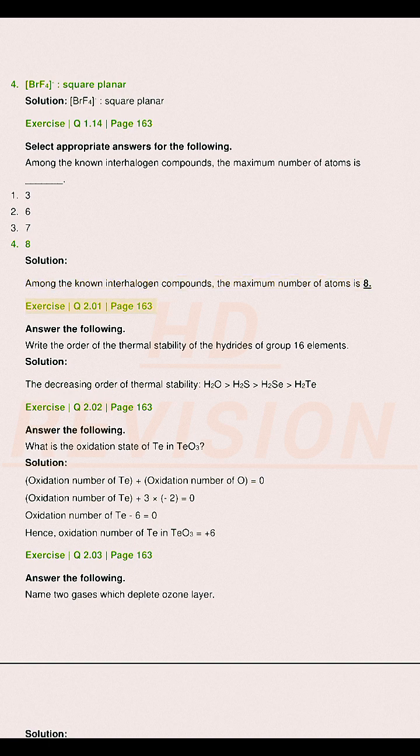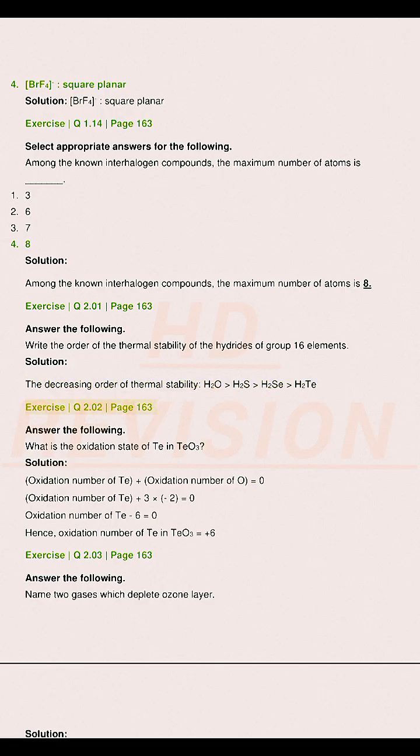Exercise Q2.01, page 163. Answer the following. Write the order of the thermal stability of the hydrides of group 16 elements. Solution. The decreasing order of thermal stability: H2O > H2S > H2Se > H2Te.